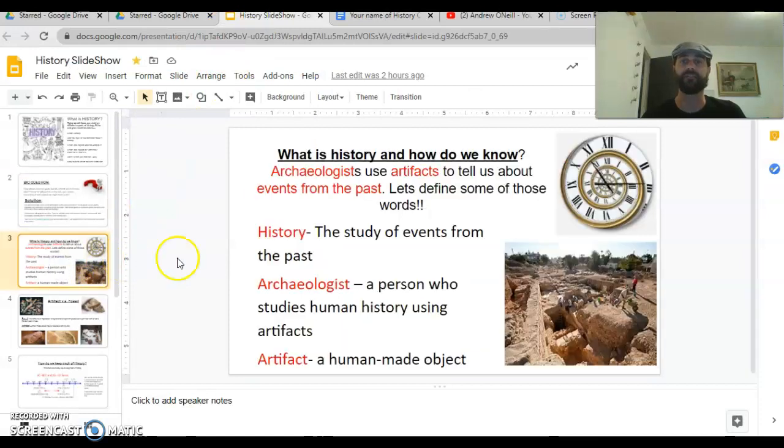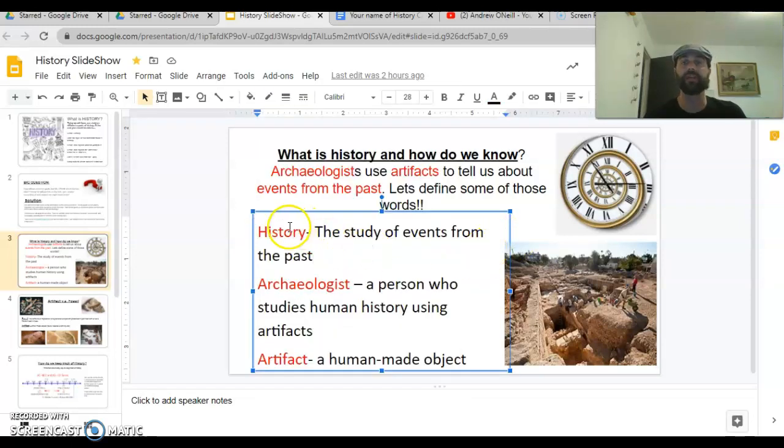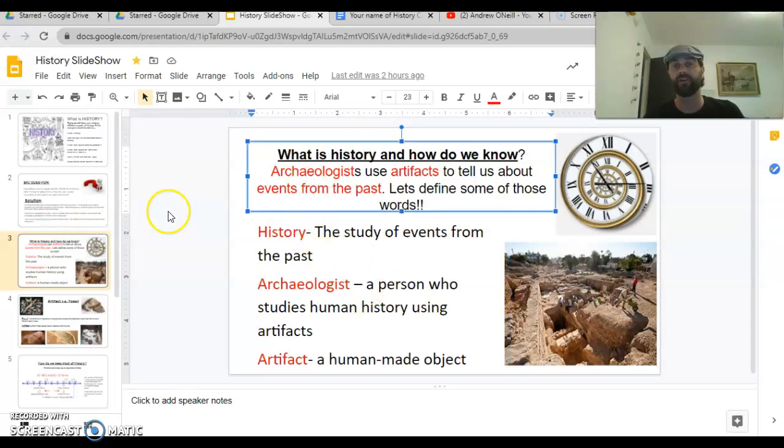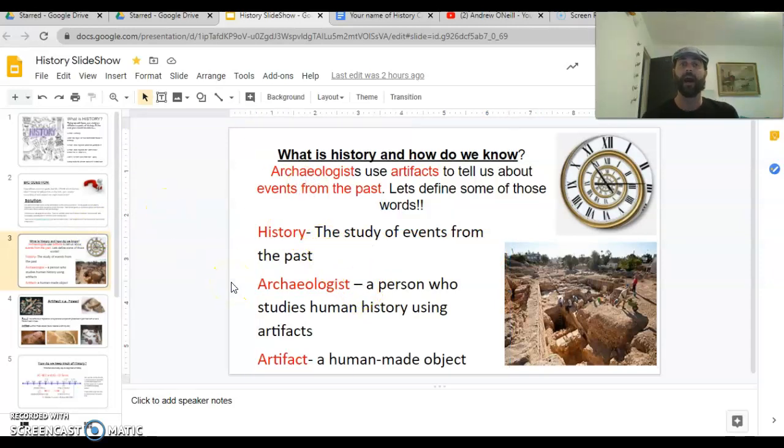So the first thing we defined was, what is history and how do we know? We're looking at this clock and it's going all the way back in time. And how do we know? Well, archaeologists use artifacts to tell us about events from the past. Now we need to define these words. History is simply, well, I don't want to say simply, but it's the study of events from the past. An archaeologist is a person who studies that, and they actually use artifacts.